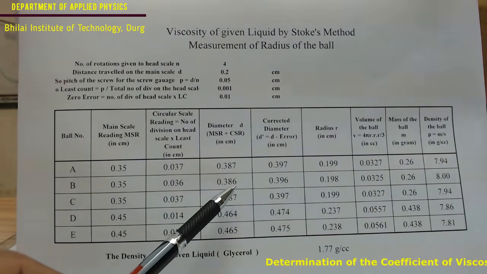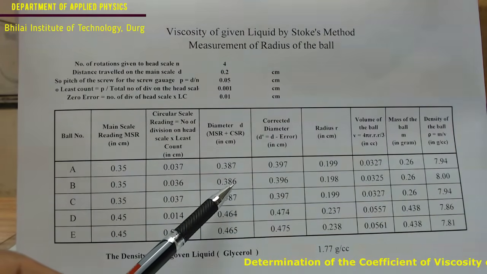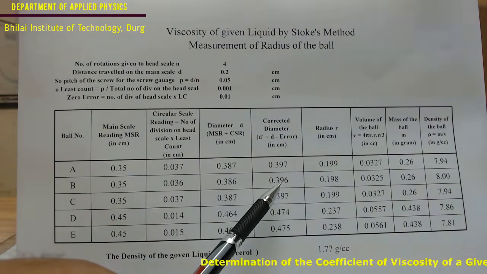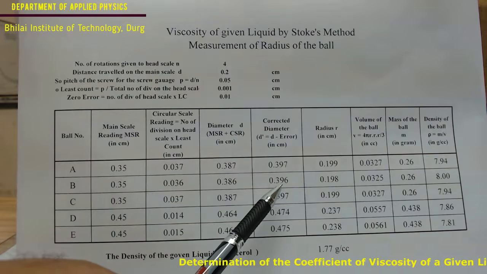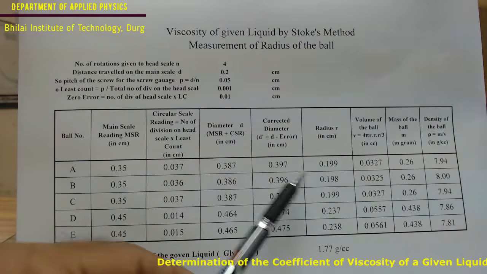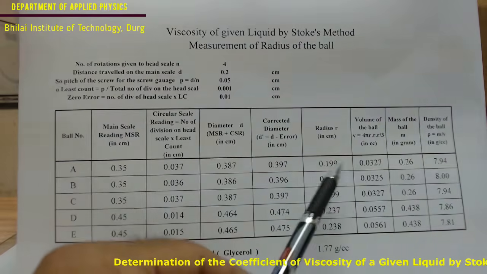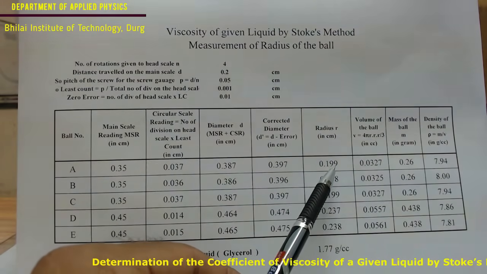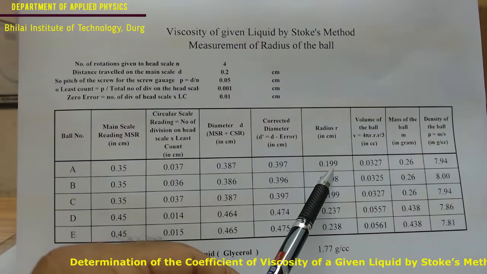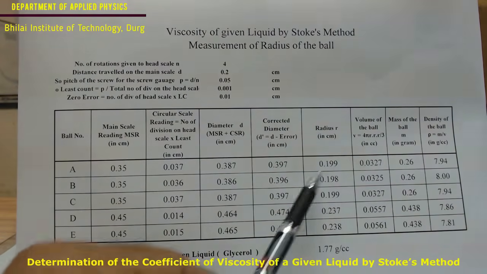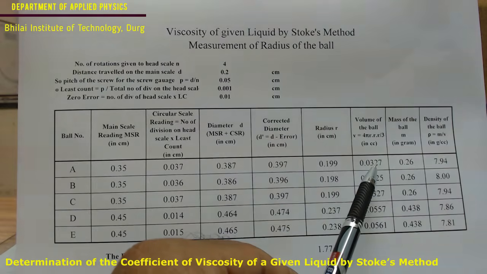So basically, when my negative error is subtracted, it actually adds up. Adding it, the corrected diameter becomes 397. This 397 divided by 2 gives the radius of the ball, which is equal to 0.199 centimeter. So 0.199 is the radius, and now we get the volume of the ball.